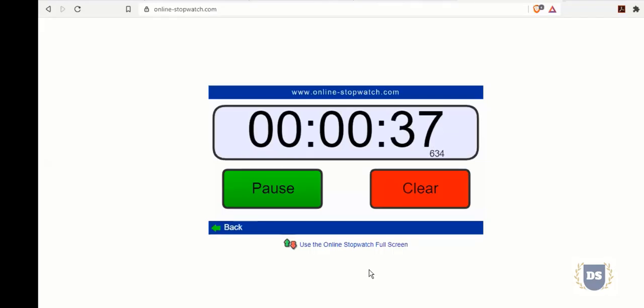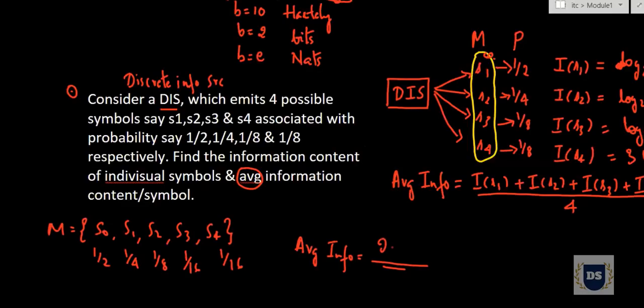So 2.8 is the right answer. Okay, right now we are done with our time. So the answer here is 2.8 bits per message. So this is the answer.